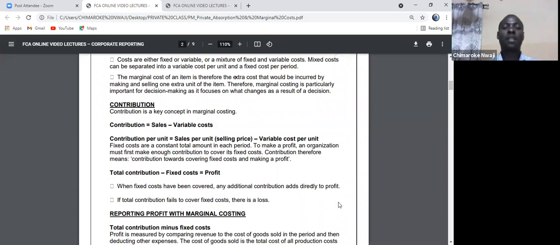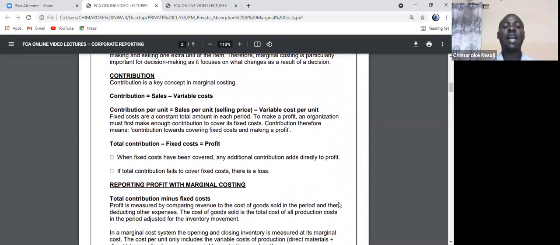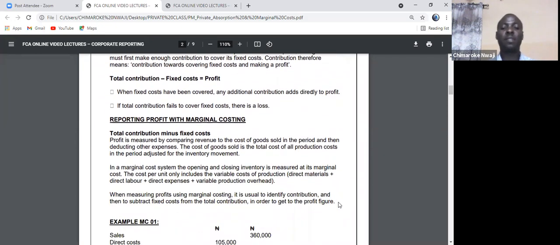Right, so how do we write a report, a profit statement? How do we write it using marginal costing? You know, when we were doing absorption costing, we saw how we wrote a kind of report using absorption costing. We'll still look at how to write a report again using absorption costing, but now let's see what are the things we should do when we are writing a report using marginal costing. Total contribution minus fixed cost method.